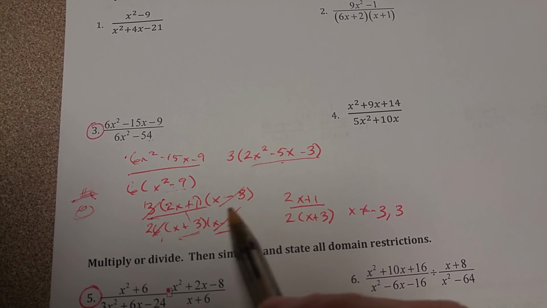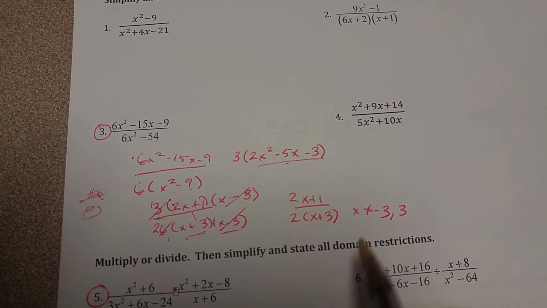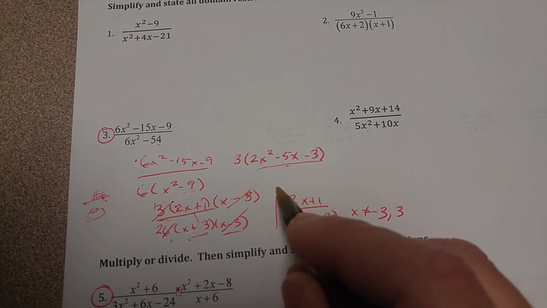If we were graphing this function, there would actually be a hole in the graph right there. So it's a spot where the graph doesn't exist.